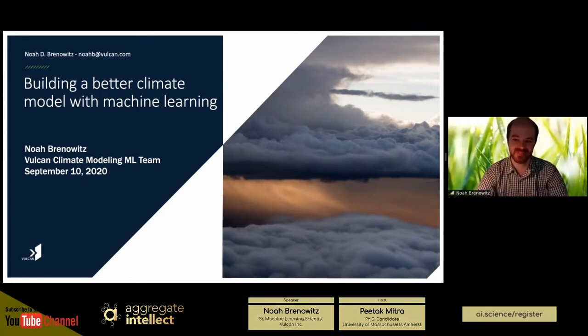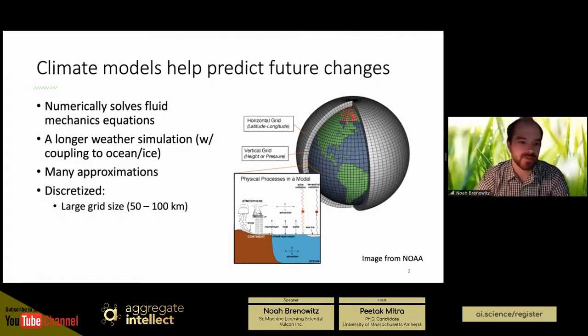So in this talk, I'm going to describe a body of work that I started as a postdoc at University of Washington with Chris Bretherton, and has sort of continued on in new form at a company called Vulcan Inc. The main motivation is that we use these important tools called climate models to help predict future change. And the way they work is by numerically solving the fluid equations governing the atmosphere and ocean. So a climate simulation is essentially a weather simulation solving these fluid mechanics equations, just done over a longer time scale and with coupling to the ocean and to other parts of the climate system.